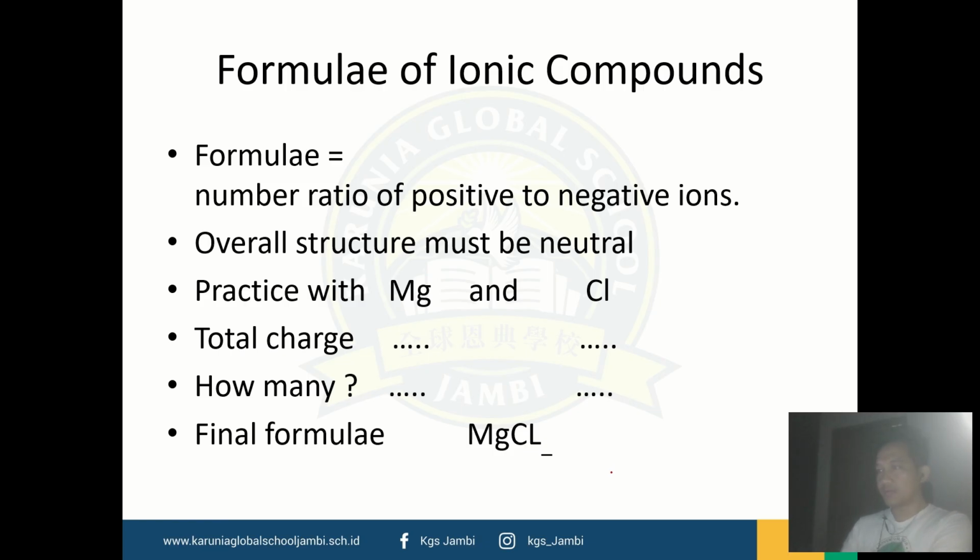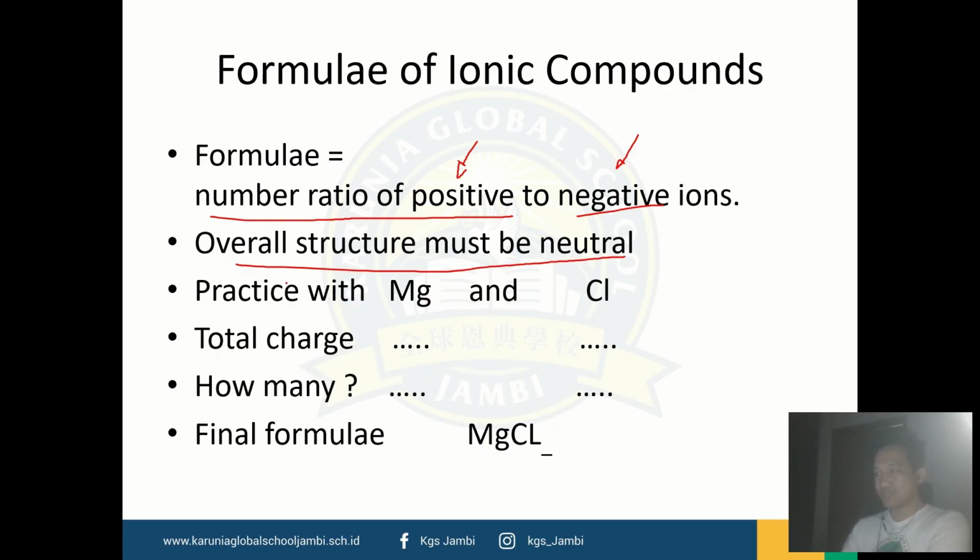Now, about the formula of ionic compounds. The formula is equal to the number ratio of positive to negative ions. So positive first and then negative. First remember this: the overall structure must be neutral.